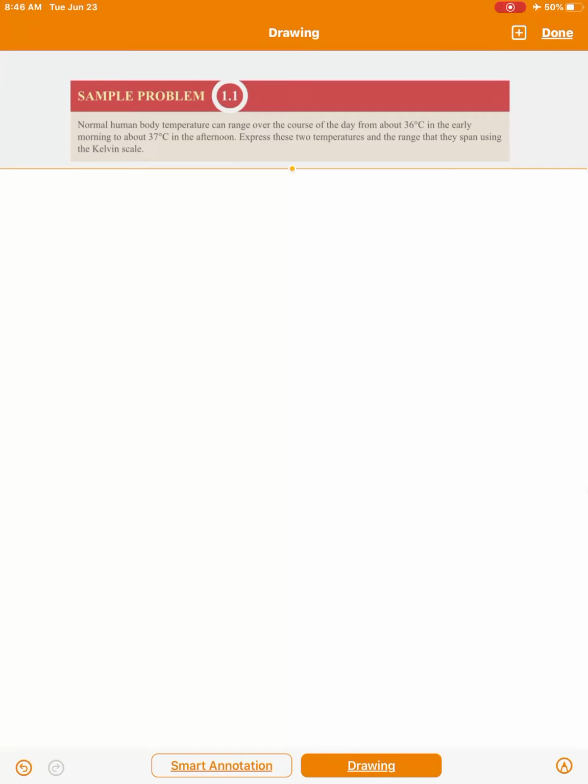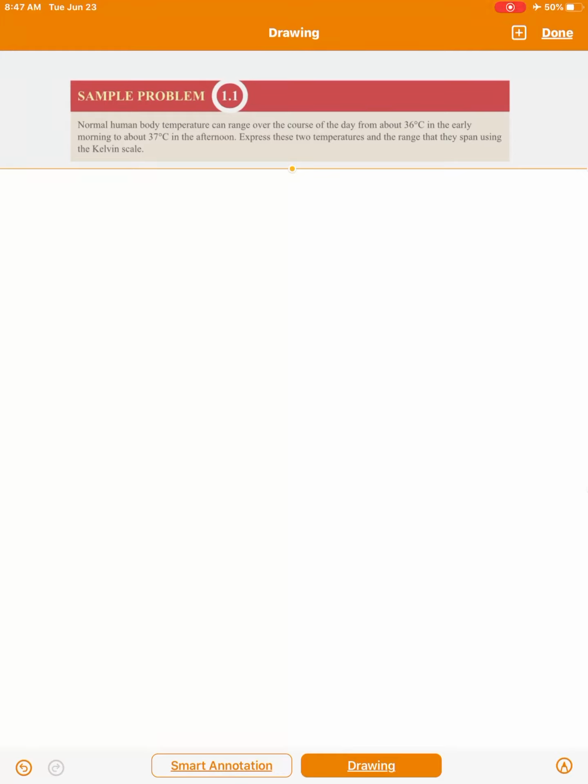Okay, let's try sample problem 1.1. It says here that the normal human body temperature can range over the course of the day from about 36 degrees Celsius in the early morning to about 37 degrees Celsius in the afternoon. Express these two temperatures and the range that they span using the Kelvin scale.